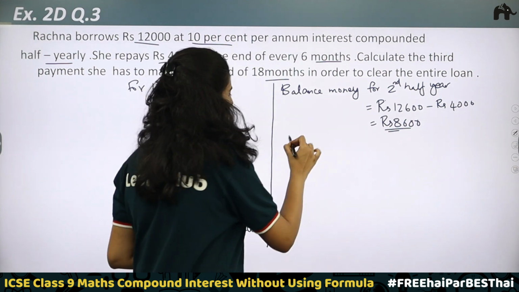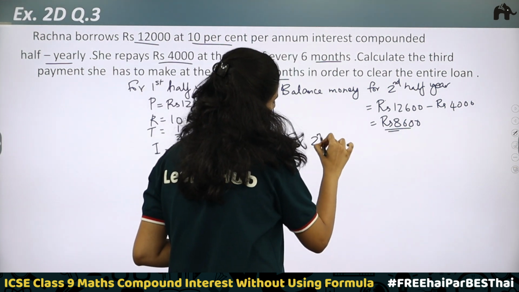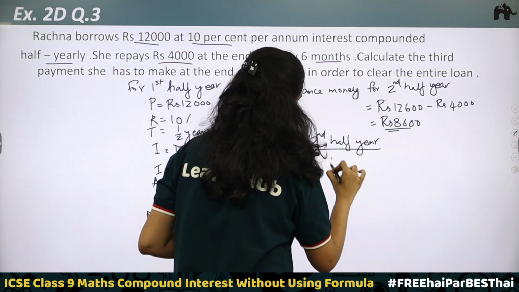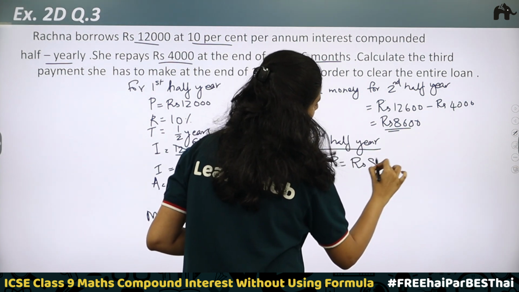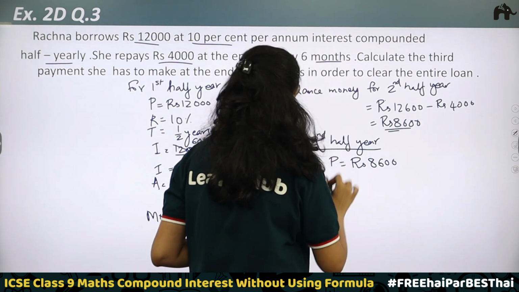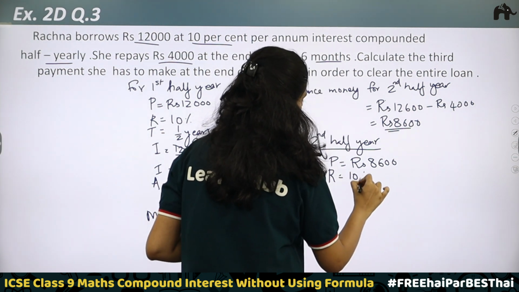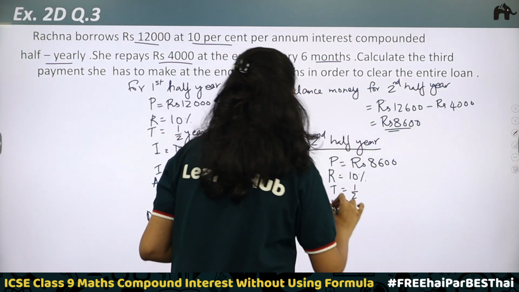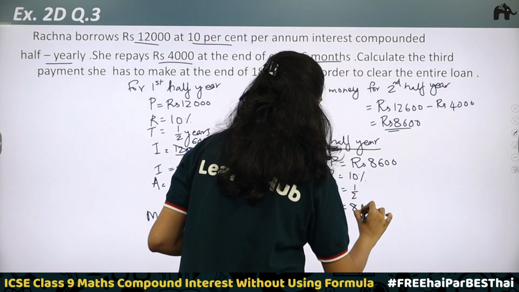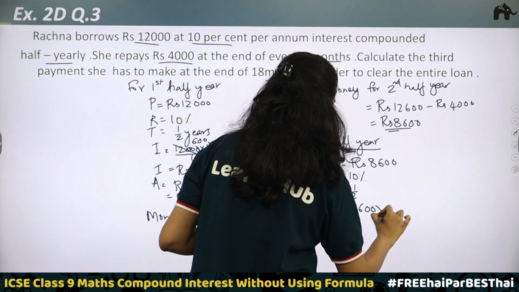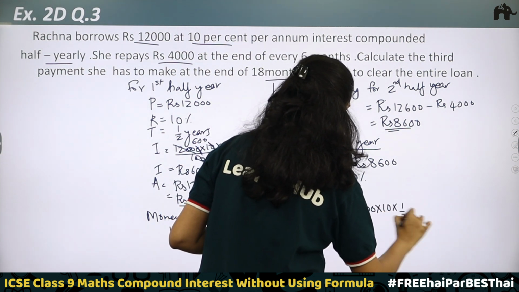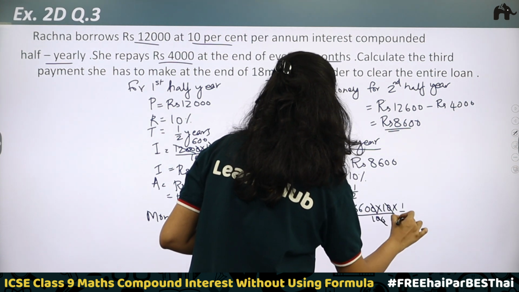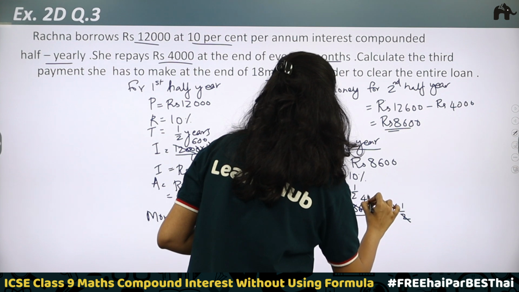So, for second half year, what is the principal then? Rupees 8,600. Rate of interest is same, 10%. What about time? Time is again half year. Okay. Now, the interest will be equal to 8,600 into 10 into 1 by 2 whole divided by 100. So, cancelling out zeros, 2. So, here you get 430.